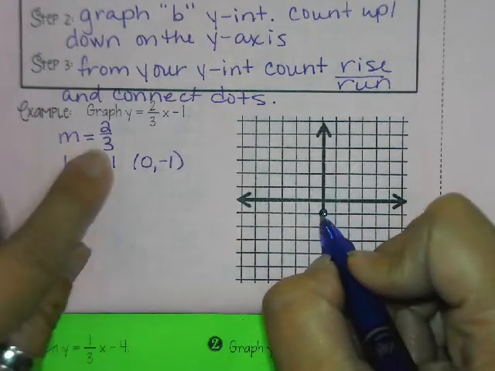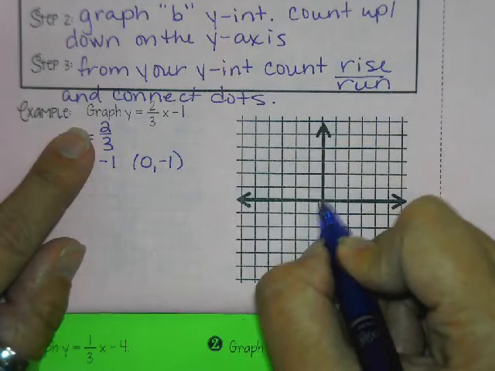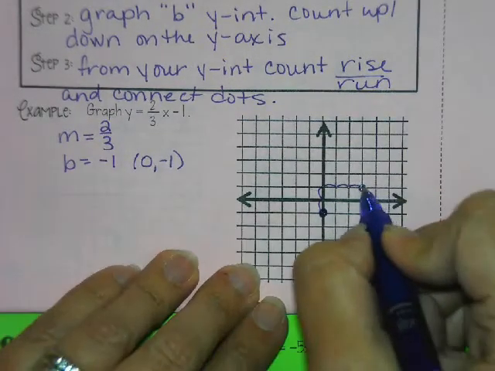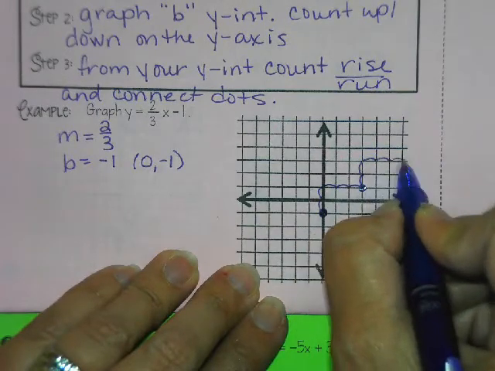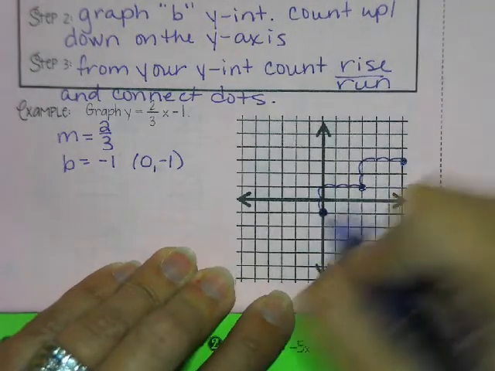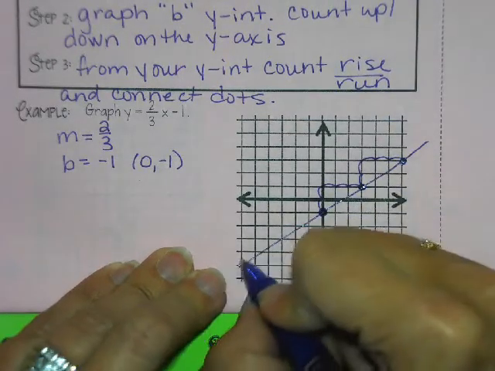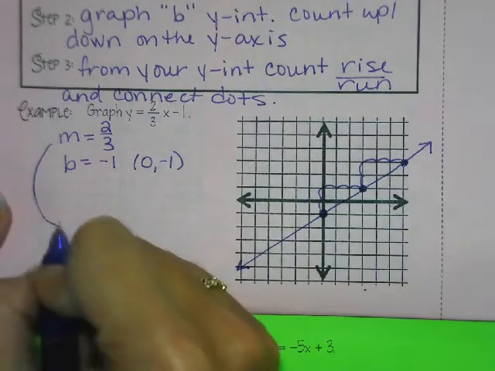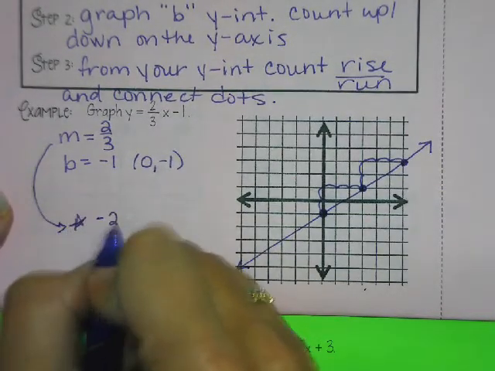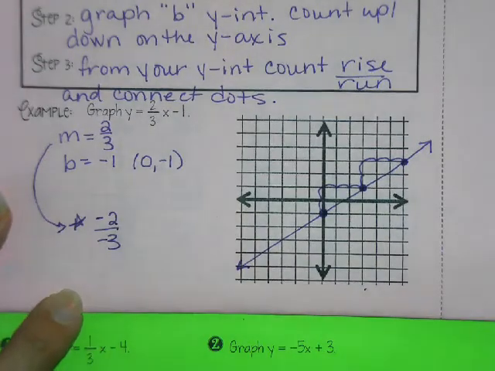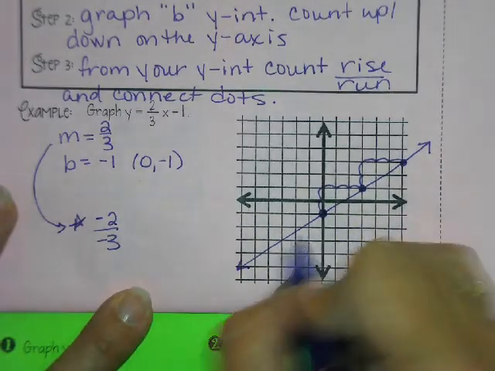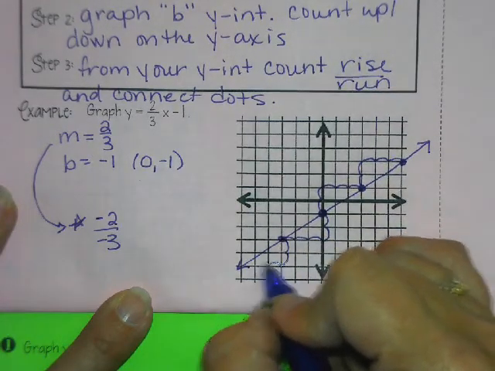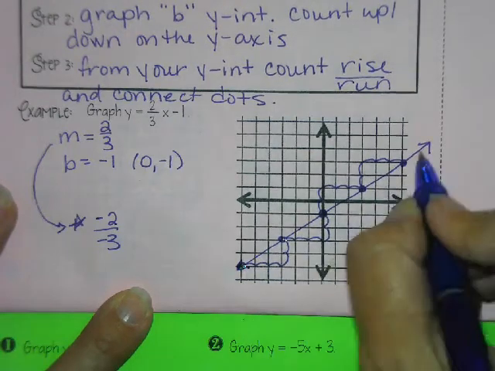And from there, I'm going to count my rise over run. So I'm going to count up 2 over 3. You can do it multiple times if you like. Up 2 over 3. And we're going to connect those dots. Keep in mind, just on a side note, we can also write this as negative 2 over negative 3 because a negative divided by a negative is a positive. So to get these other points, we would go down 2 and back 3, down 2 and back 3. Look how nice and neat that lines up.